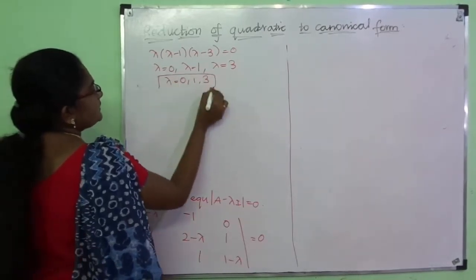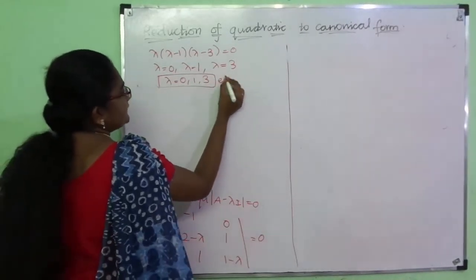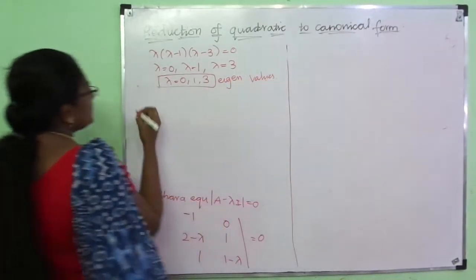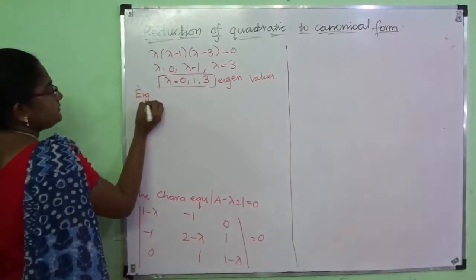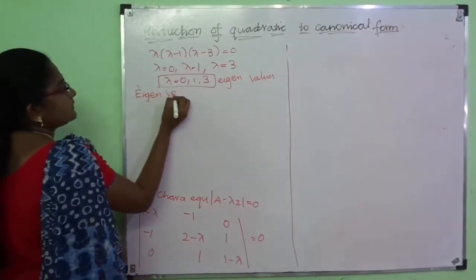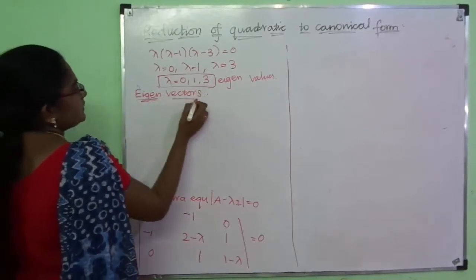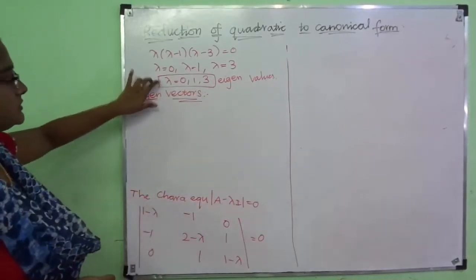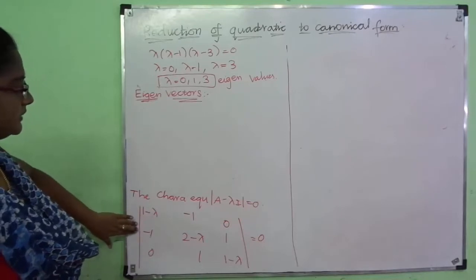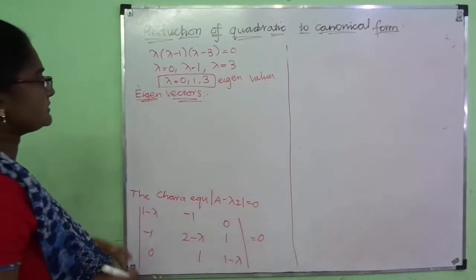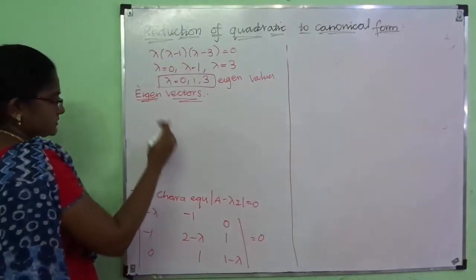These are the eigenvalues for the given matrix. We are going to find the eigenvectors. The next step is how to find the eigenvectors. How can we find the eigenvectors? Substitute these eigenvalues in the A minus lambda I equation and you will get 3 corresponding vectors that will be the eigenvectors.